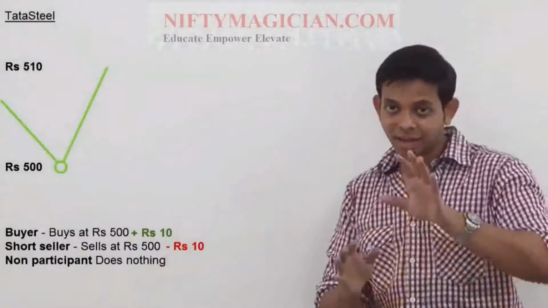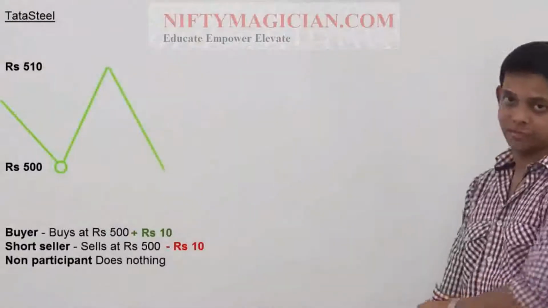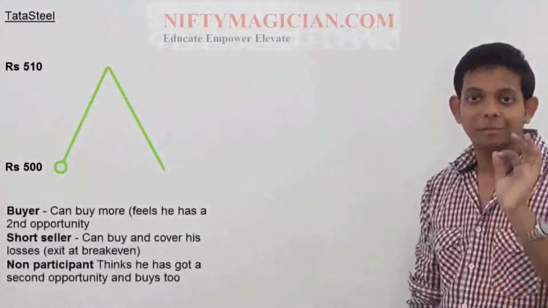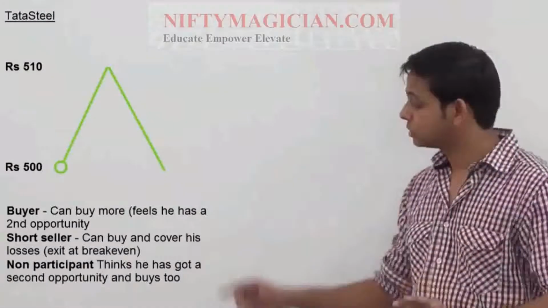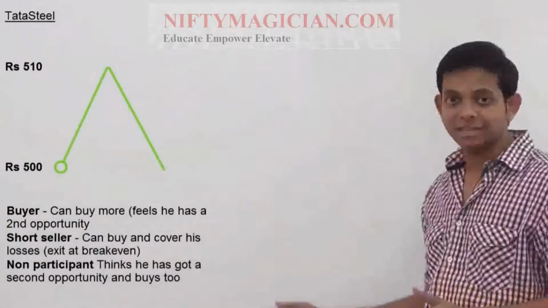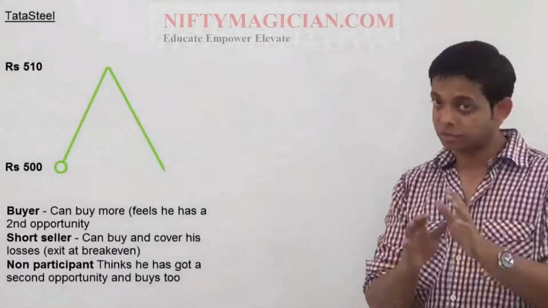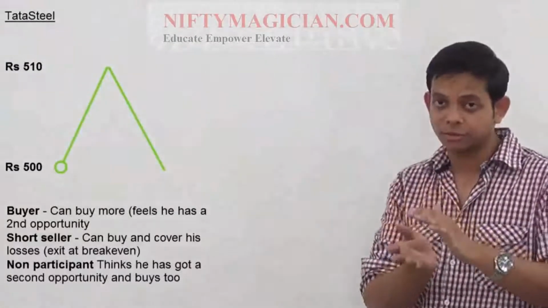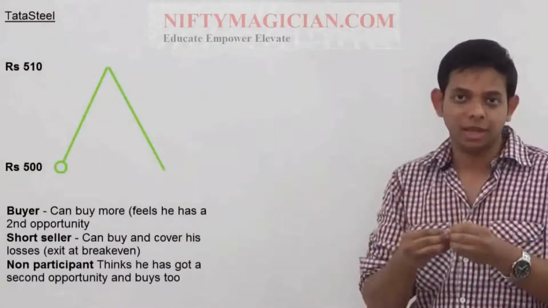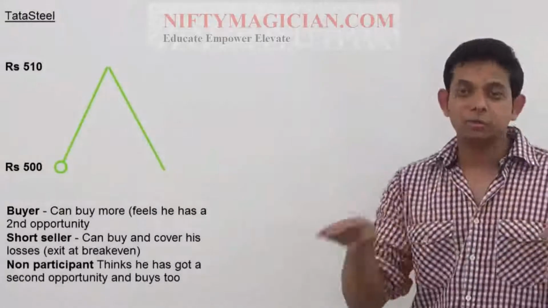Now here's a twist. Prices from 510 suddenly fall to rupees 500. Now all three participants are ready to buy. Your buyer thinks God has given him another opportunity, and he tries to enter at the same price he had entered before because he knows the market's going to go up. Of course, I wouldn't recommend this. This is a wrong thing to do, but that's what he does. The short seller is now hitting break even. The losses that he had seen when prices rallied have now come back to no profit, no loss.